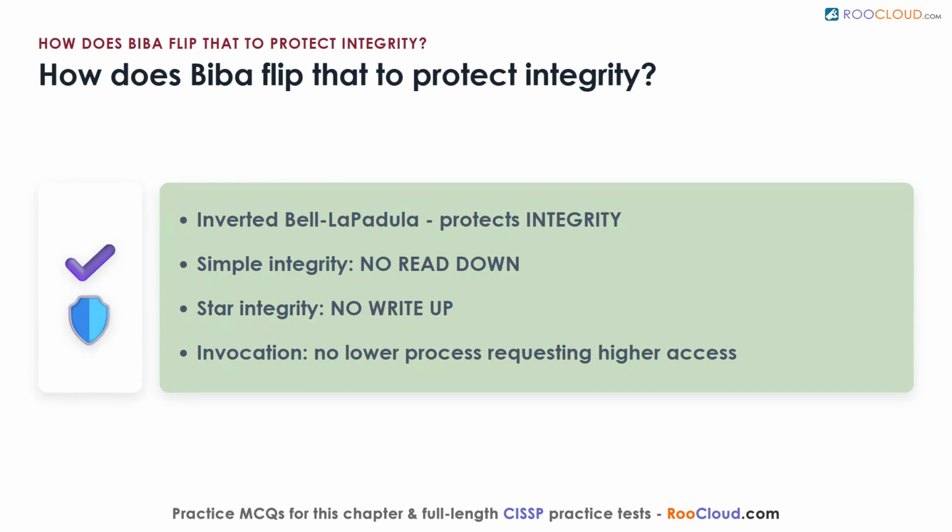Biba came after Bell-LaPadula and is essentially its mirror image, swapping confidentiality for integrity. It too rests on a state machine, information flow, and multiple levels. Its rules invert the earlier ones. The simple integrity property says no read down, so you do not pull in data of lower integrity. The star integrity property says no write up, so you cannot corrupt data held at a higher integrity level. An invocation property blocks a lower process from requesting higher access. Keep the pattern straight. Simple always concerns reading, star always concerns writing, and each rule states what you must not do.